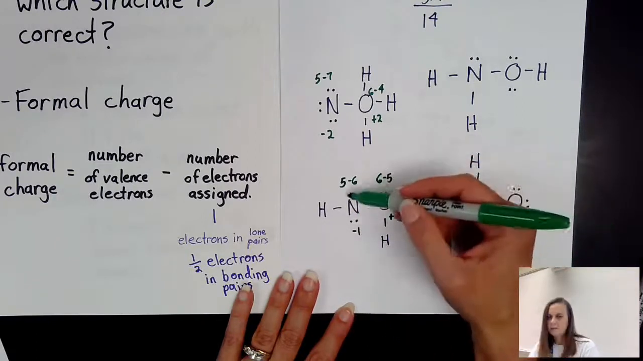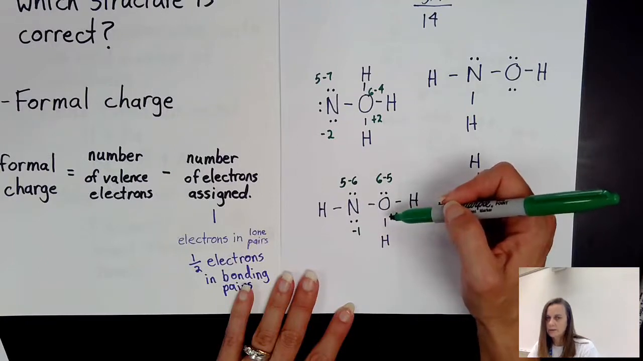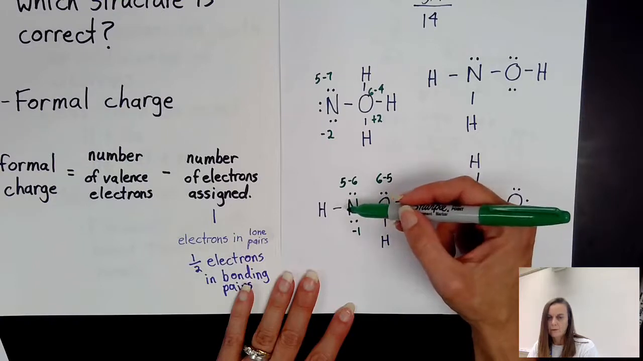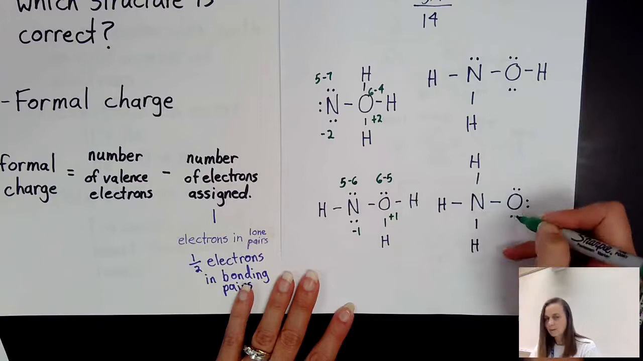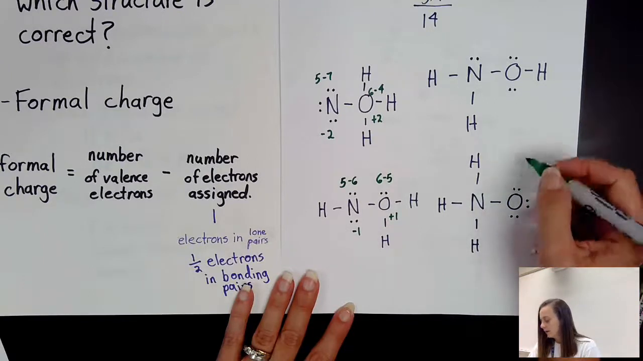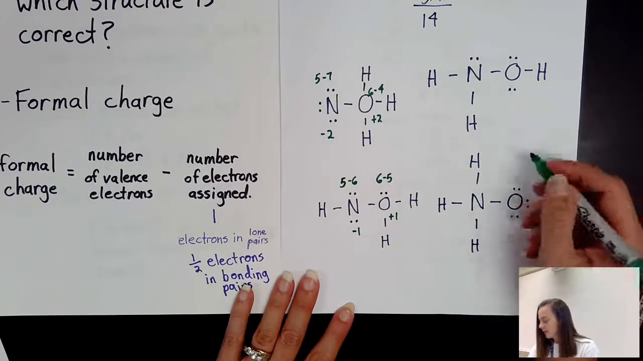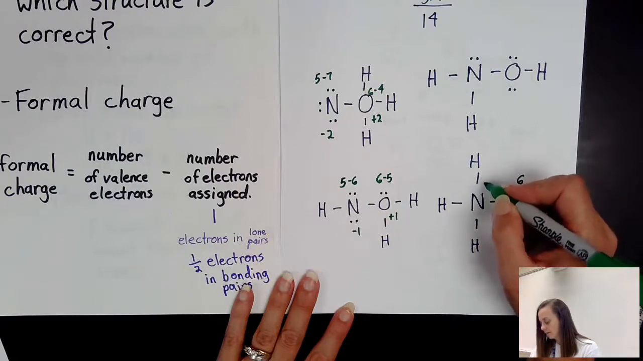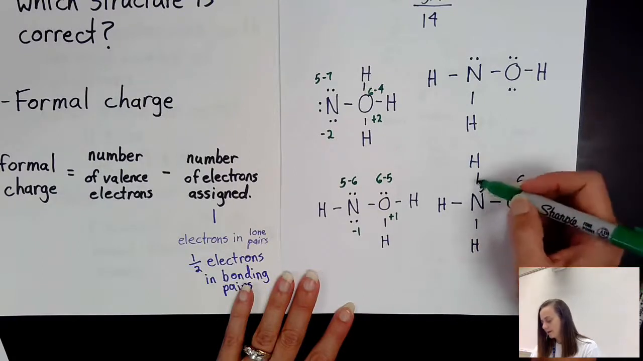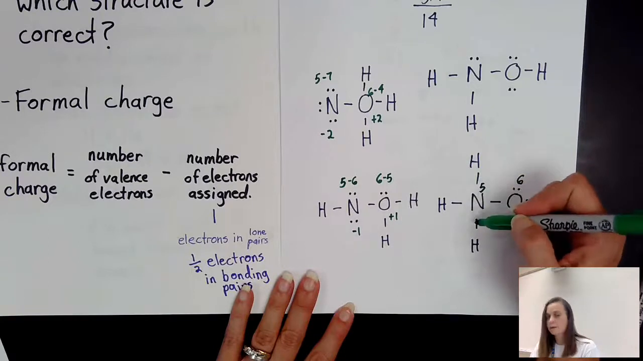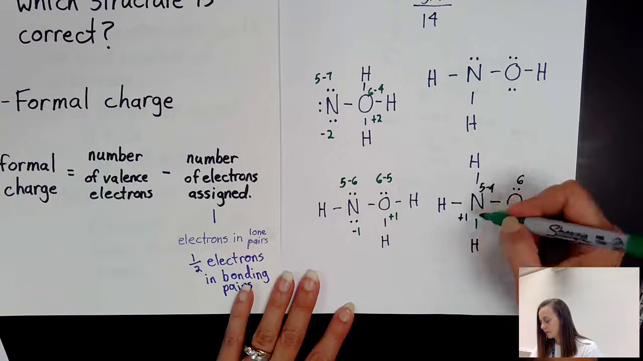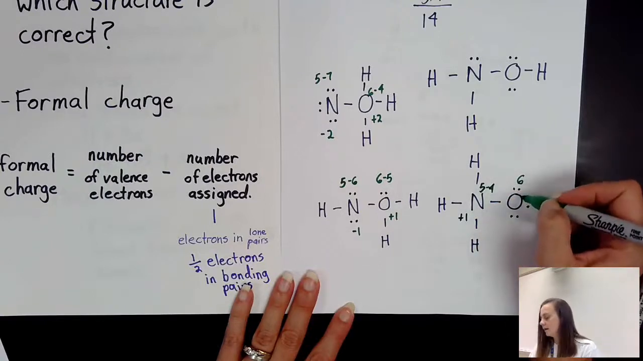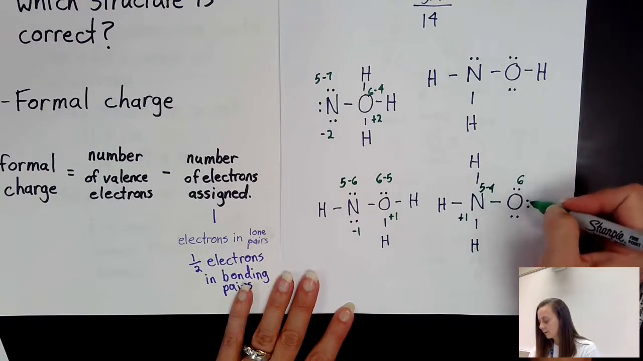We have 6 and we have 5, and this time nitrogen has 1, 2, 3, 4 electrons assigned to it, so this becomes a +1, and oxygen has 1, 2, 3, 4, 5, 6, 7 electrons assigned to it, so it's going to be a -1. That's better. Now our more electronegative atom is assigned a negative formal charge, and our less electronegative atom is assigned a positive formal charge. But we do have one more to assess.